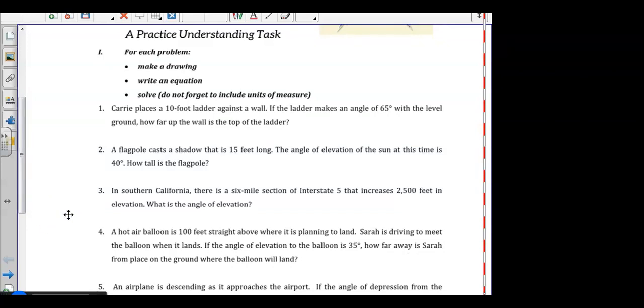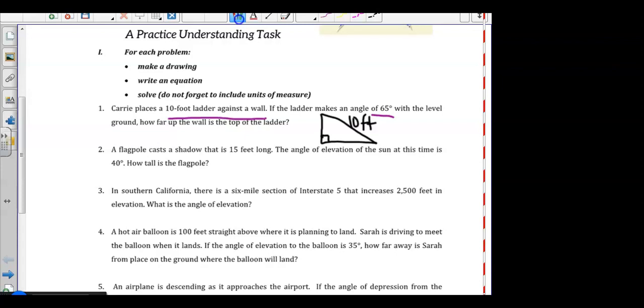Carrie places a 10-foot ladder against a wall. If the ladder makes an angle of 65 degrees with the level ground, how far up the wall is the top of the ladder? So let's first draw our right triangle. Keep in mind that when the right triangle is drawn, in this case, the ladder will be leaning against the wall. So the ladder will be the length of the hypotenuse.